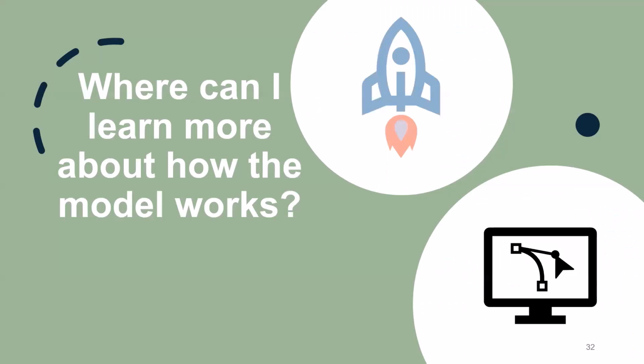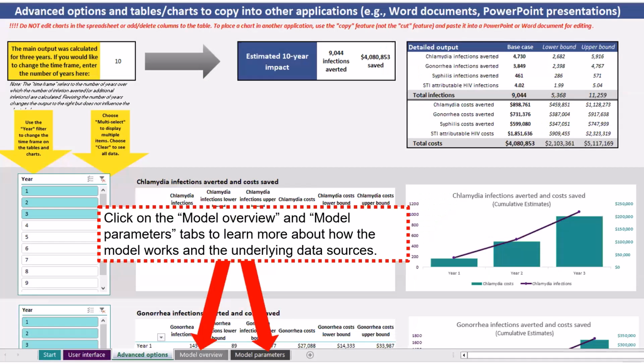Now that you know the basics of the model and how to use it, let's talk about where you can learn more about what is under the hood. One thing that our users told us is that they needed to know enough about the model to explain it clearly to their audience. We have 2 tabs at the bottom that give you more information.